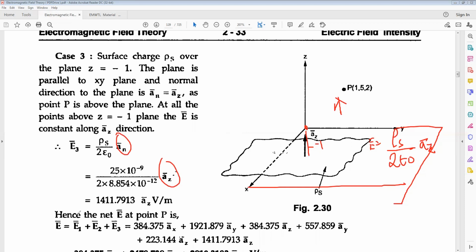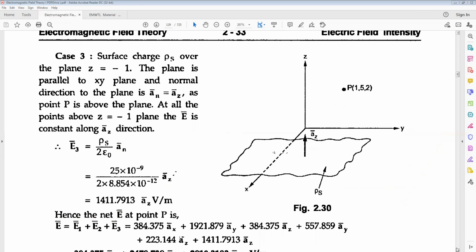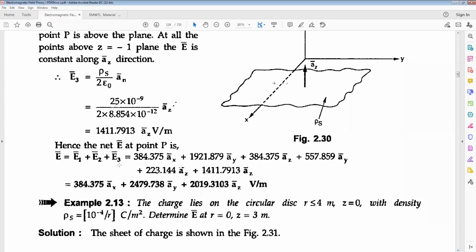So, for all three cases, the point charge, line charge, and surface charge, the total electric field intensity E bar is equal to: the first, E1 bar, having AX, AY, and AZ components; E2 bar has no X component because the charge is distributed along the X-axis, so only AY and AZ; and E3 bar is due to a surface charge density.